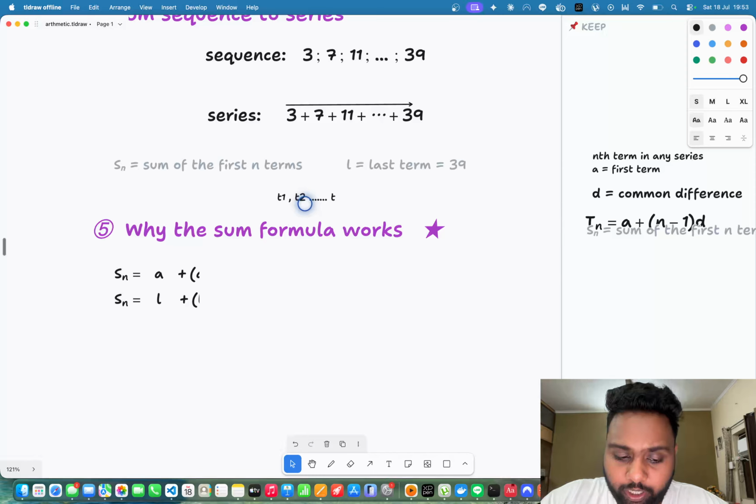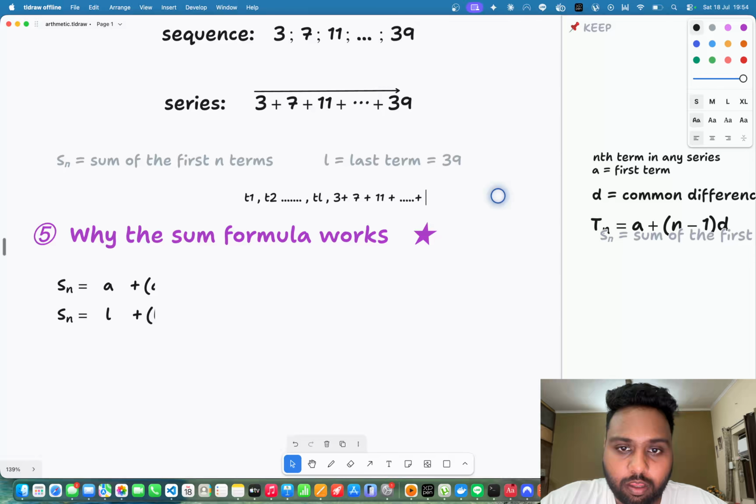We can also call it t of L, the last term. Now if I take this and write it in reverse, will that make a difference? No, right? For a series, whether I write it as 3 plus 7 plus 11 plus all the terms in between that it takes to reach 39.